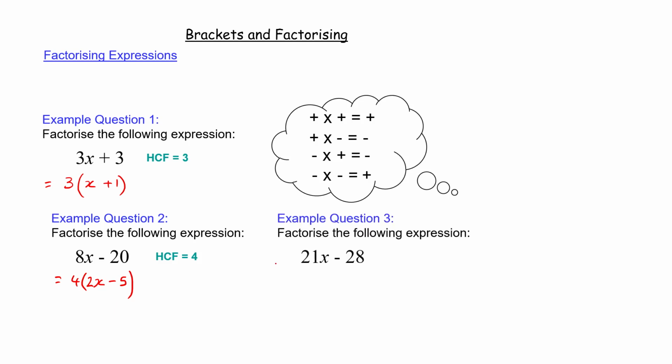And if I look at this third one, I'm looking for what's common in both sides, 21x and 28. Now I know that 7 goes into 21 and into 28, so I can say 7 is my highest common factor. It's the largest number that goes into both. It's going to be 7 brackets. 7 goes into 21 3 times, so 3x, and 7 goes into 28 4 times.